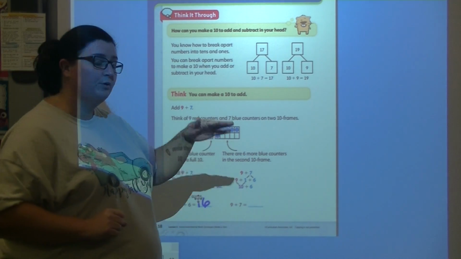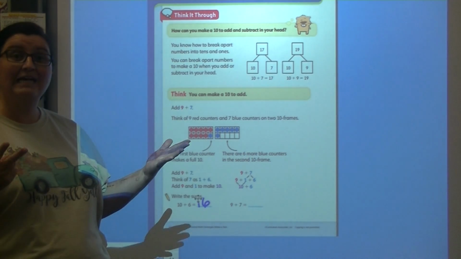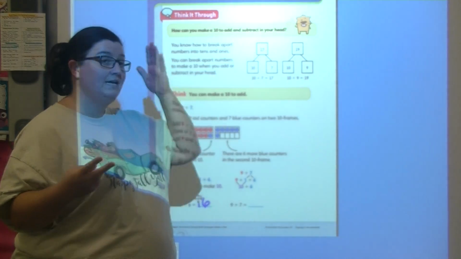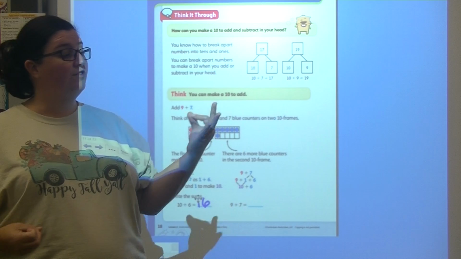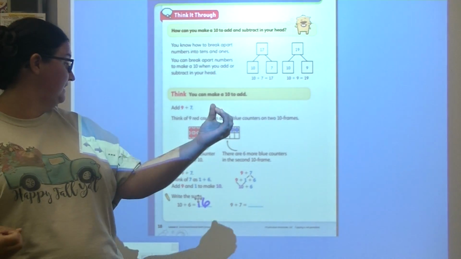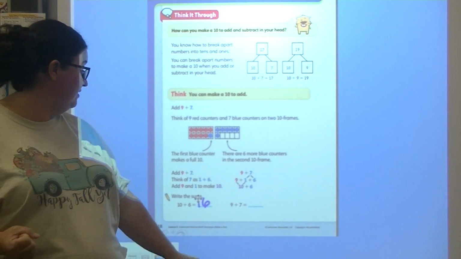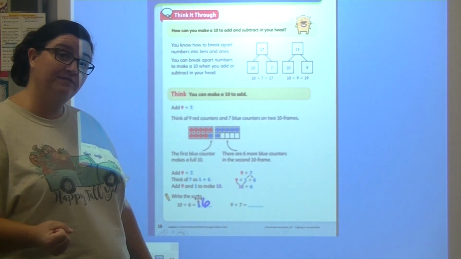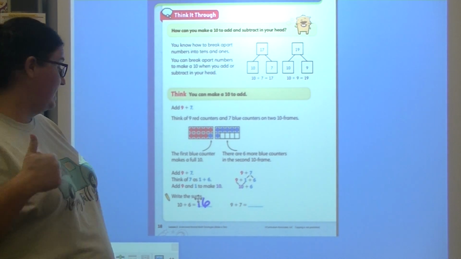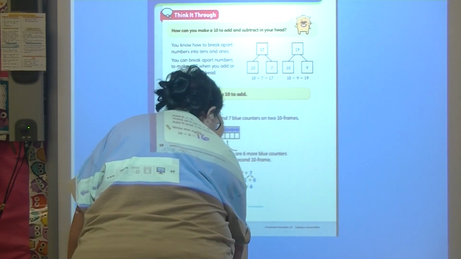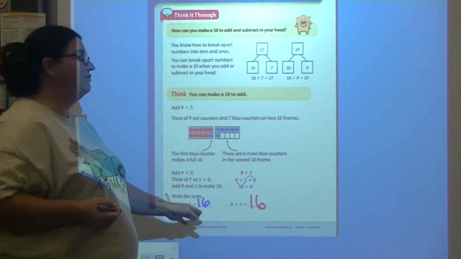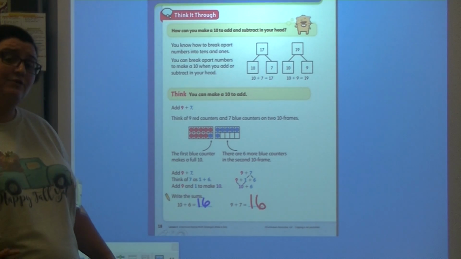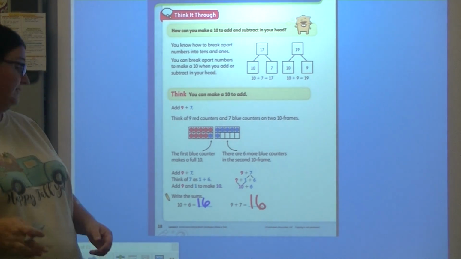Let's put the big number 9 in our head and count on 7. 9, 10, 11, 12, 13, 14, 15, 16. Did we still come up with the same answer of 16? Yes, we did. So you can see we can use either strategy and still get the same answer.